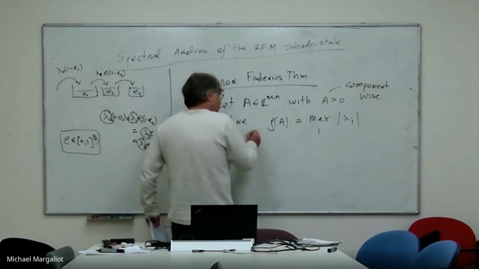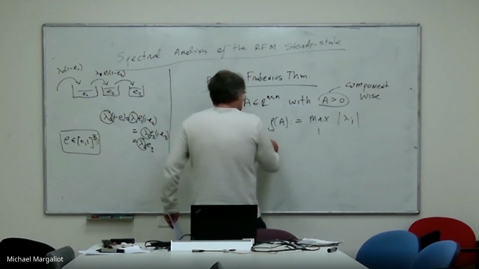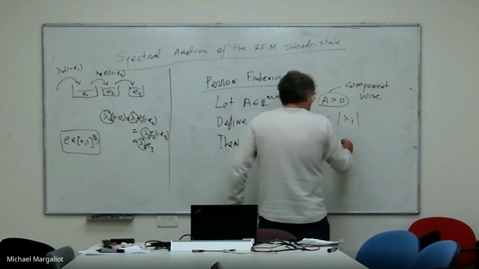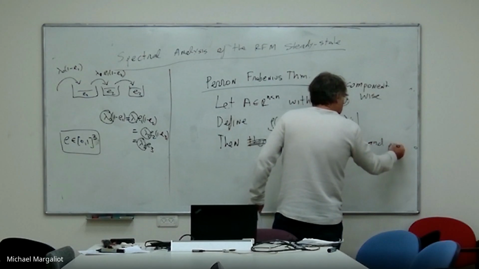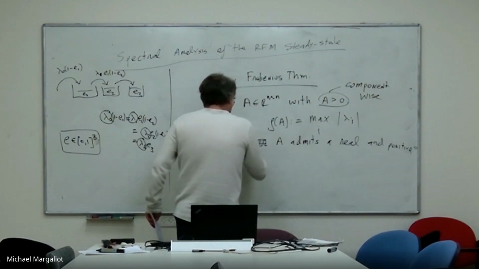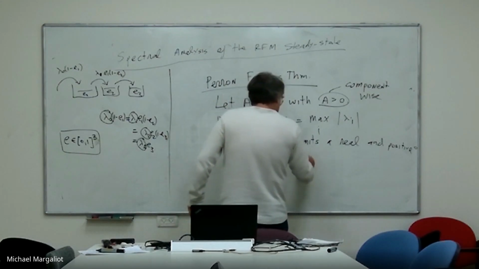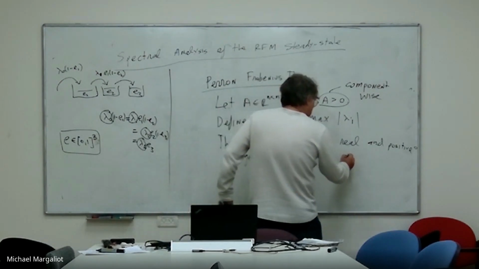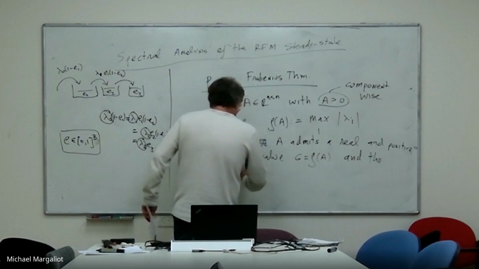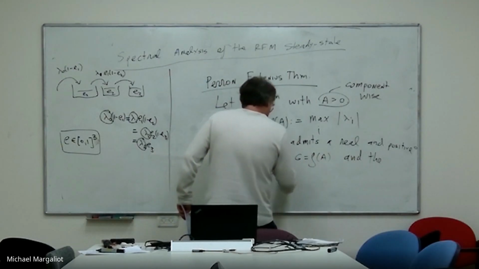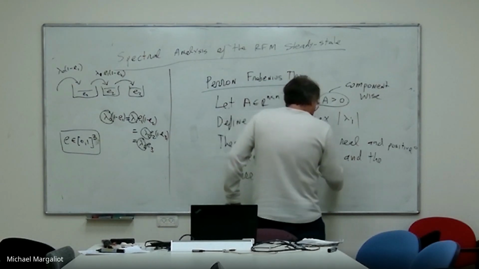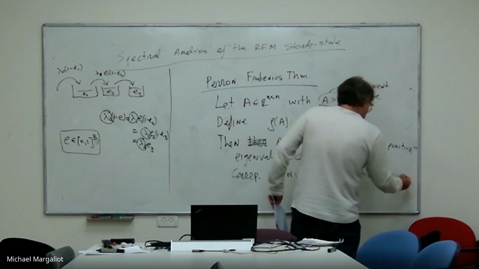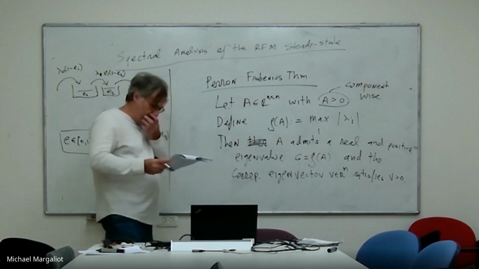Then, if A is positive, A admits a real and positive eigenvalue that's denoted sigma, which is just this rho of A. And the corresponding eigenvector V satisfies that all its entries are positive too. All its entries are positive.